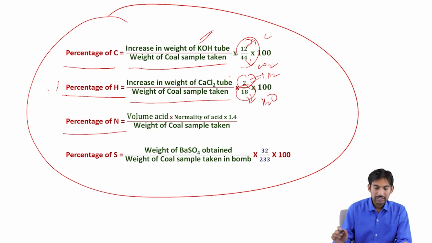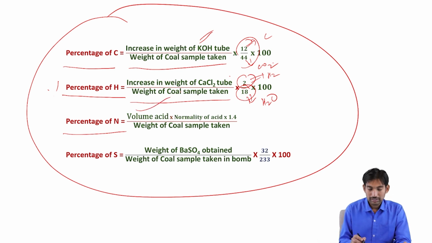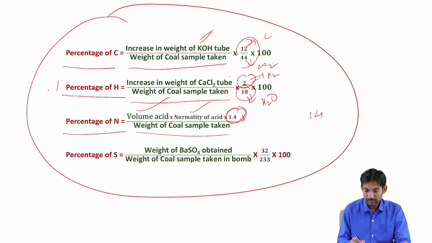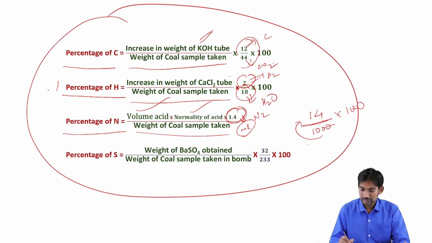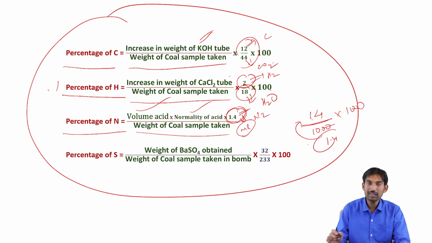Then the formula for the percentage of nitrogen: volume of acid into normality of the acid into 1.4, divided by the weight of the coal sample taken. The 1.4 is obtained from 14, the weight of nitrogen. The volume is obtained in ml, so we have to convert it into liters, dividing by 1000, and for the percentage we multiply by 100. Then the factors cancel, and what remains is 1.4.